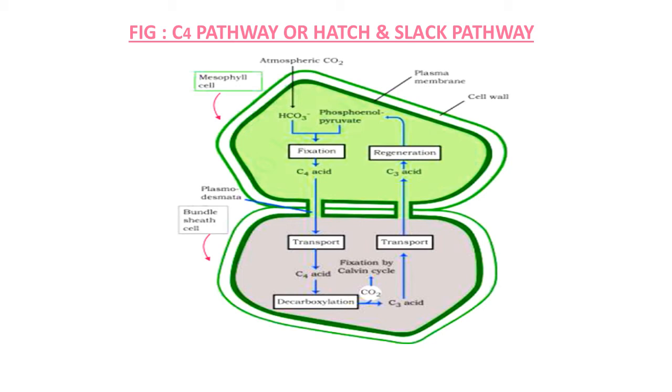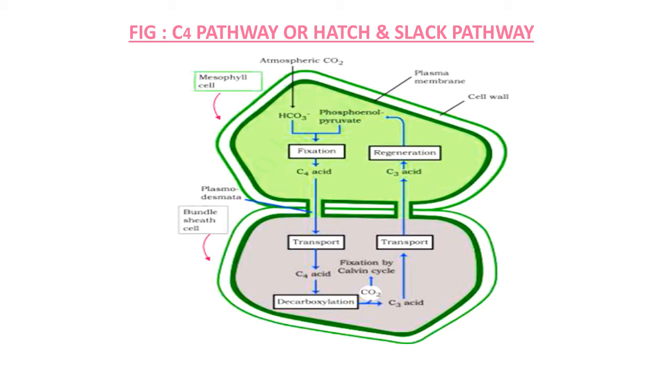Now let's study the figure related to the C4 pathway or Hatch and Slack pathway. In this figure, actually it's the anatomy of a C4 plant leaf. You can see two types of cells here, mesophyll cells and bundle sheath cells. The various reactions involved during the C4 cycle we can understand easily by studying this figure.